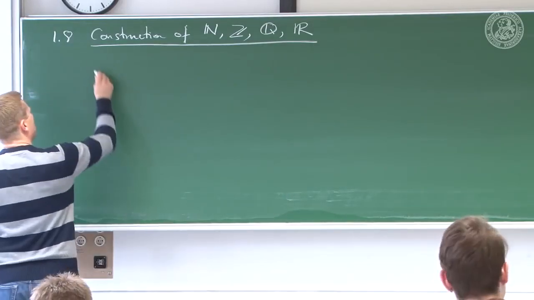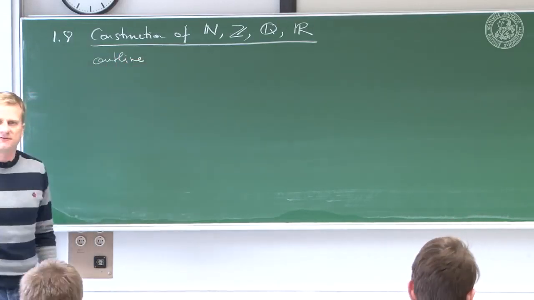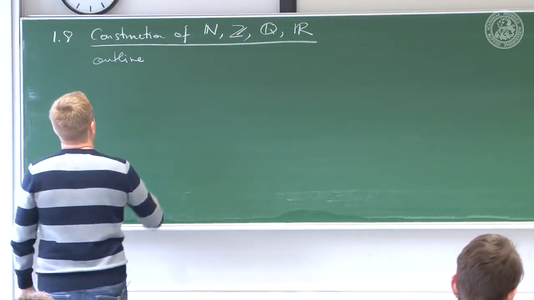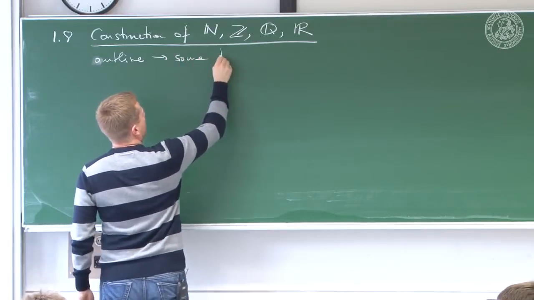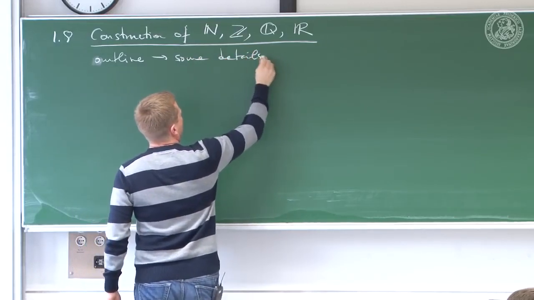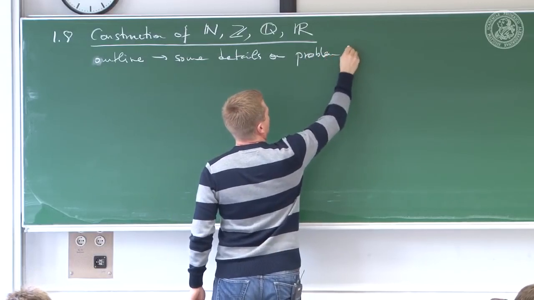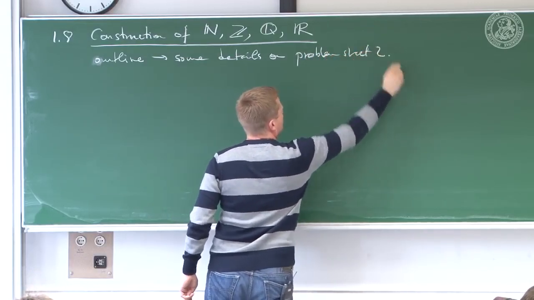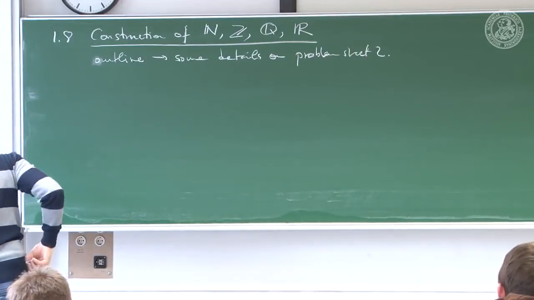And what I want to give here is an outline. You can certainly write books on various of these topics. What I give here is an outline. Some more details will appear on the next problem sheet, on problem sheet 2. So before I refer to problem sheet 1.